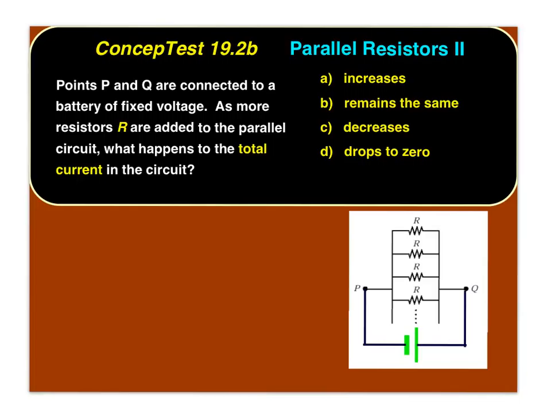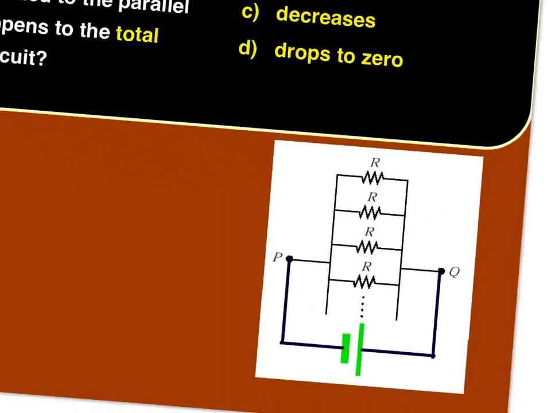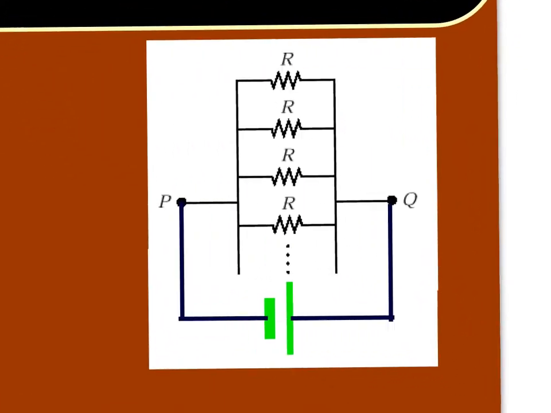Okay, next question. This is good. Points P and Q are connected to a battery of fixed voltage. There's our battery. As more resistors are added to the parallel circuit, what happens to the total current in the circuit? So this is some kind of situation where the battery is applying a voltage to this. This is all wiring, and we're adding resistors and resistors and resistors in parallel.